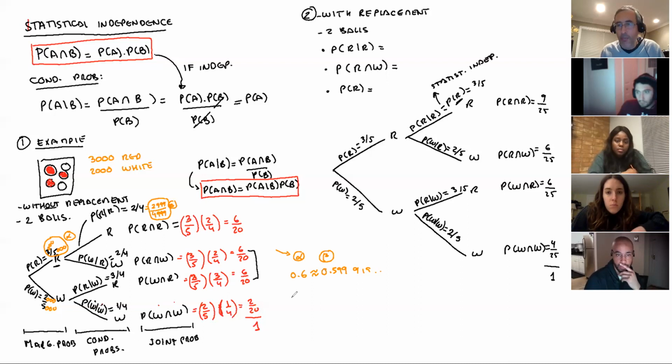The larger the sample size, okay? The larger the sample size, the more sure you can be that statistical independence works. Even though you know that the process is not statistically independent, if you know that you have a large sample, you know that they behave as if they are statistically independent. Makes sense to you? Guys, makes sense to you?